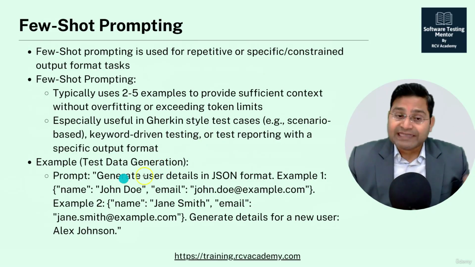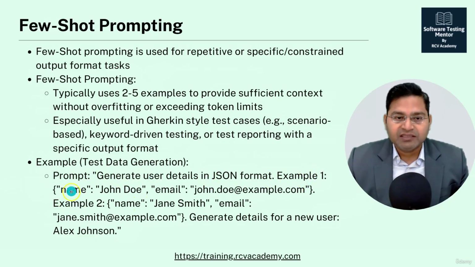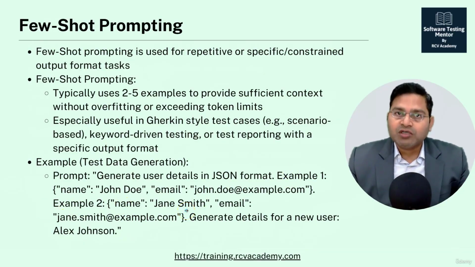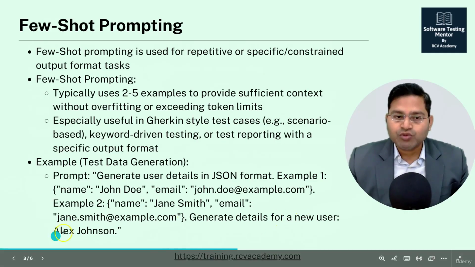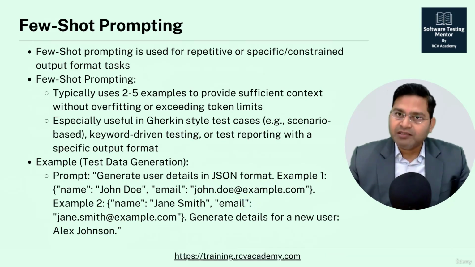If we talk about an example: generate user details in JSON format. You provide example 1 in JSON format, with name John Doe and email, and then example 2 with name and email. Then: generate details for a new user, Alex Johnson. This is a prompt for few shot prompting, because you have provided example 1 and example 2, and the format the output should follow for the new user, Alex Johnson. It will generate the JSON format for Alex Johnson with exactly the same format that you have provided in the examples above. This is what few shot prompting is, and we'll see that in action in an upcoming video.